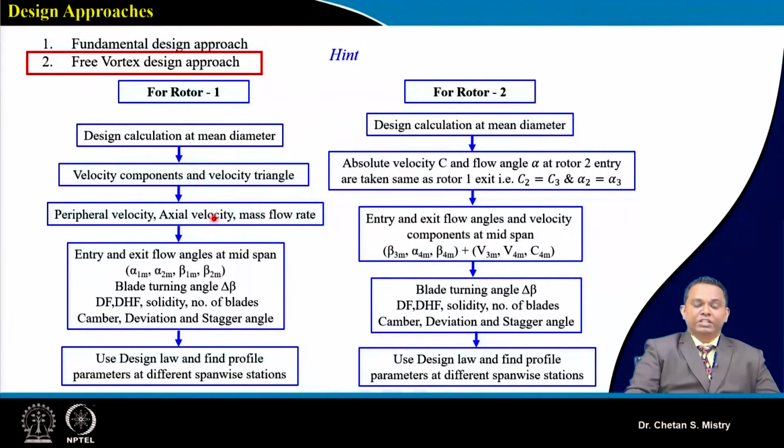If we now consider rotor 2, the flow coming out of rotor 1 will have some whirl component, say CW2. This whirl component has a direction opposite to the direction of rotation, so this whirl component will get added up. We will see all this calculation as we move ahead.